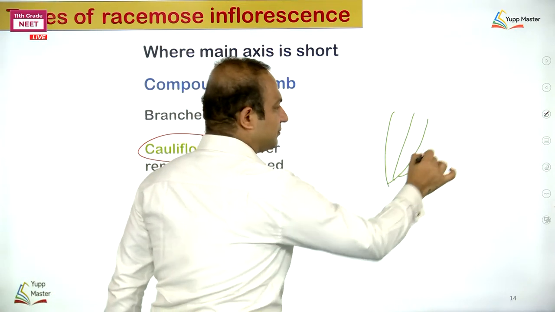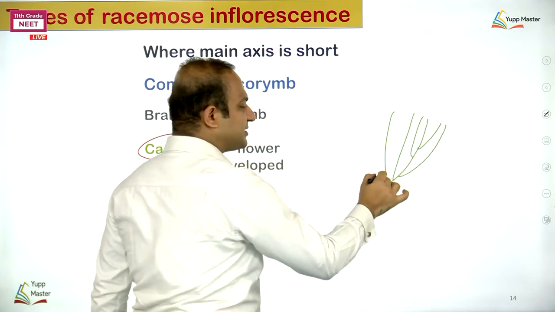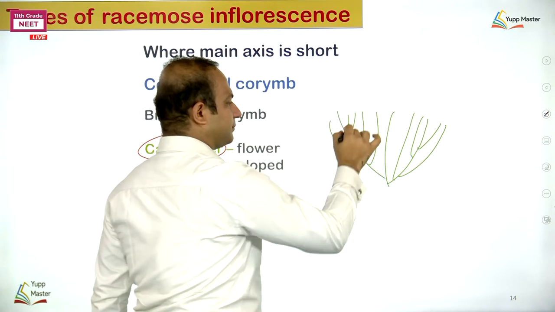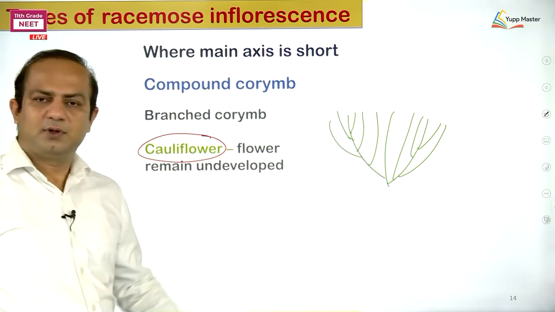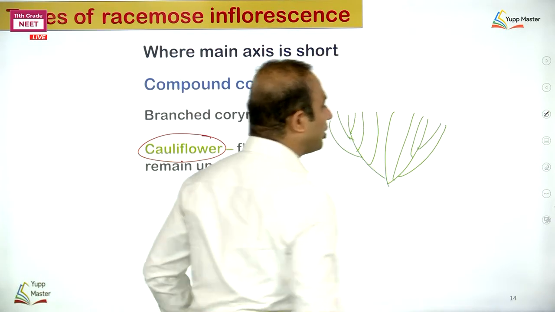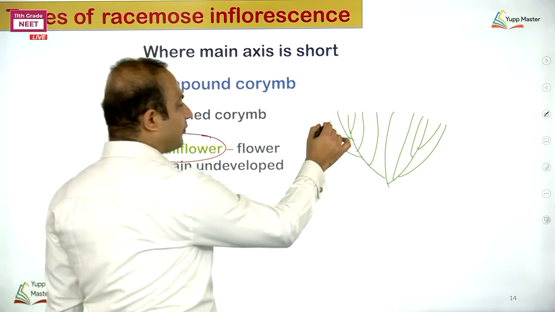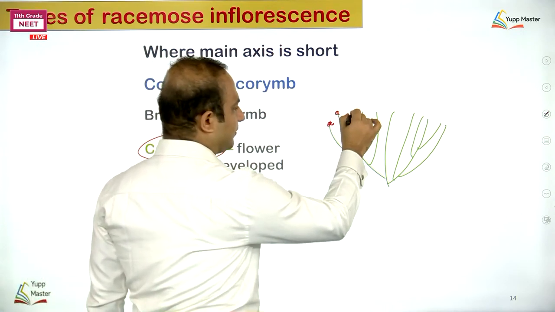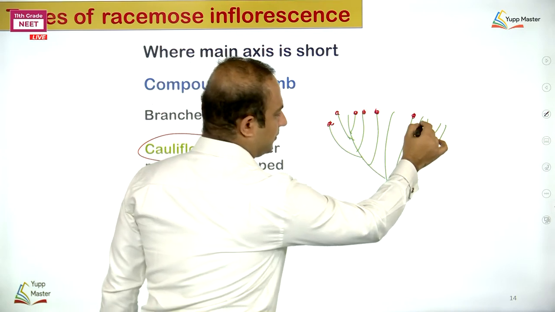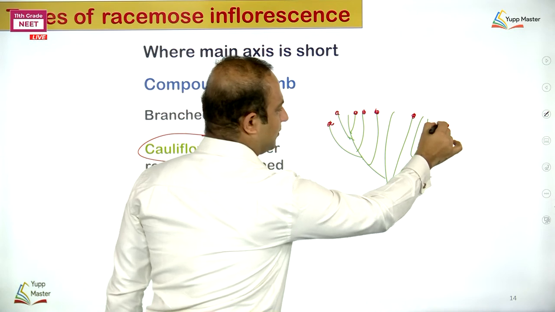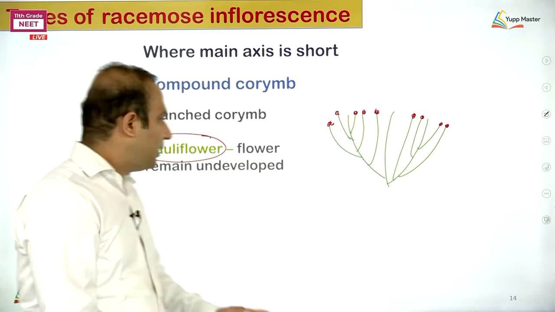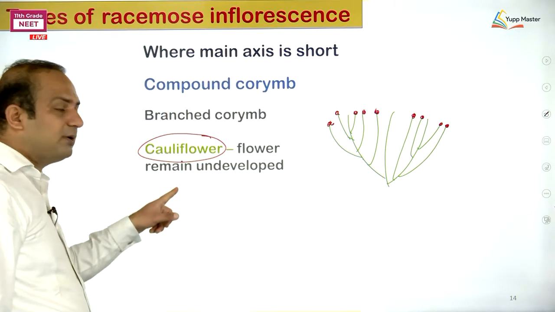Then again, each branch is having the same condition on it. This is how the cauliflower is. Unfortunately, the flowers are not well developed. They will become more and more condensed. In cauliflower, flowers remain undeveloped.